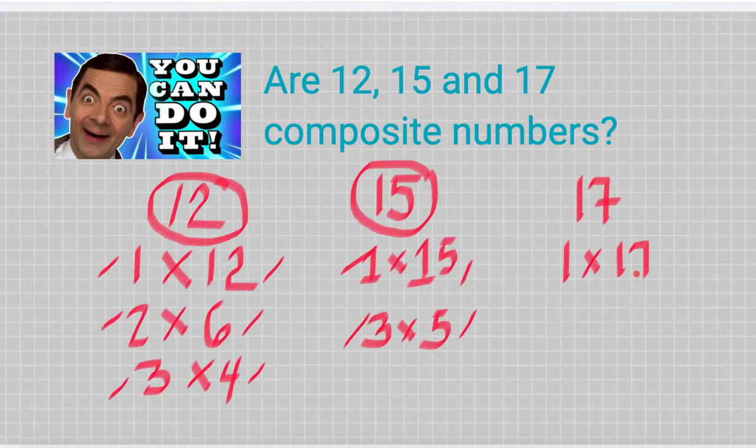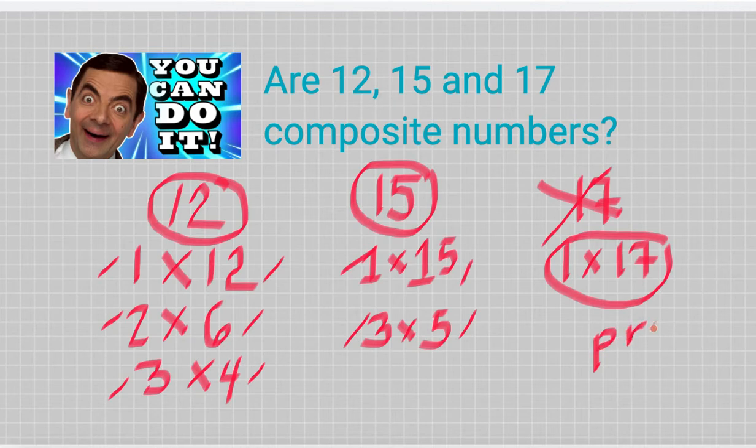No, there is none. So therefore, 17 is not a composite number simply because it has only two factors, 1 and 17 itself. It is not a composite. Instead, it is a prime number. Yes, that's it. It's a prime. It is not a composite number.